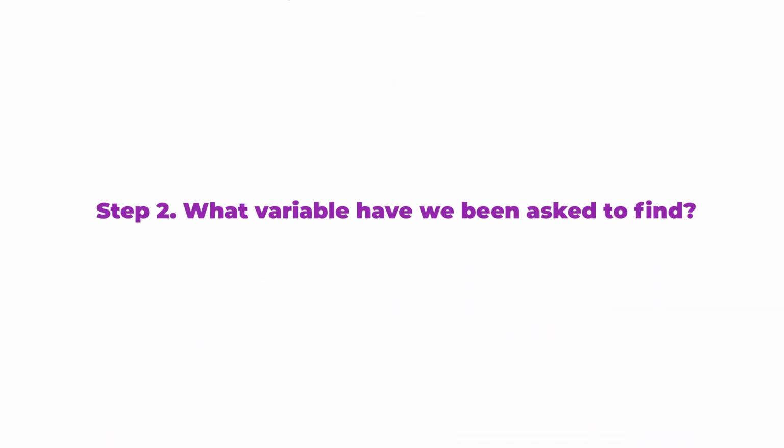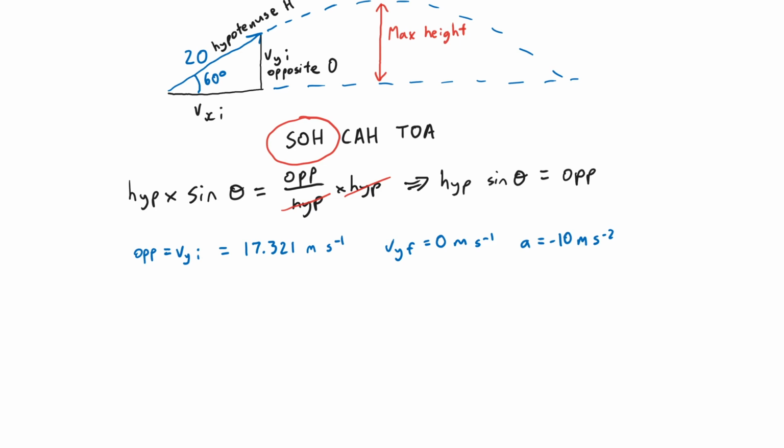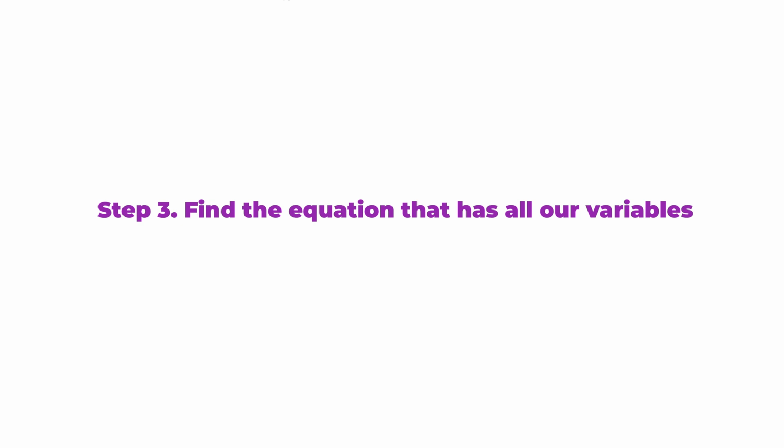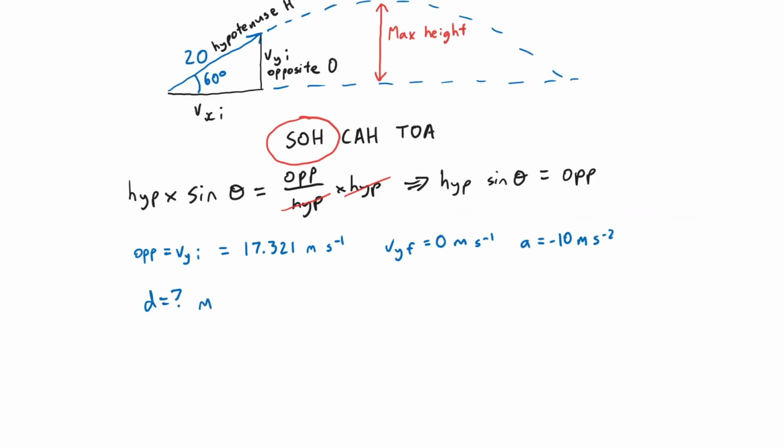Step 2. What variable have we been asked to find? As we mentioned earlier, we want to find the height, or the vertical distance. So d equals question mark. Step 3. Find the equation that has all of our variables. We need an equation that has Vi, Vf, a, and d. d equals Vf squared minus Vi squared over 2a.